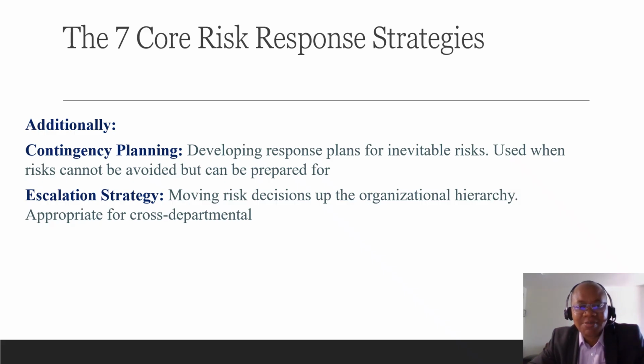So contingency planning involves developing response plans for inevitable risk. And you can use this when risks cannot be avoided. So you can avoid a particular risk or set of risks, or you accept them. When you accept, there has to be a plan in place. The other strategy is escalation.